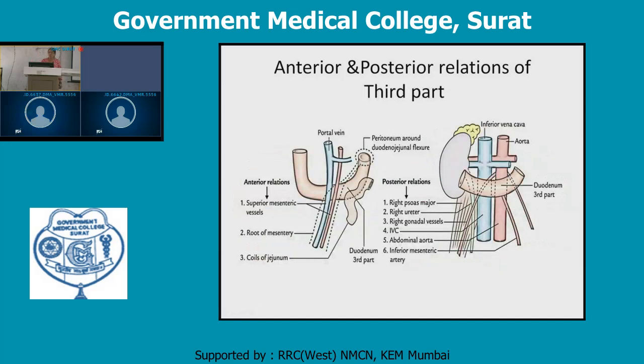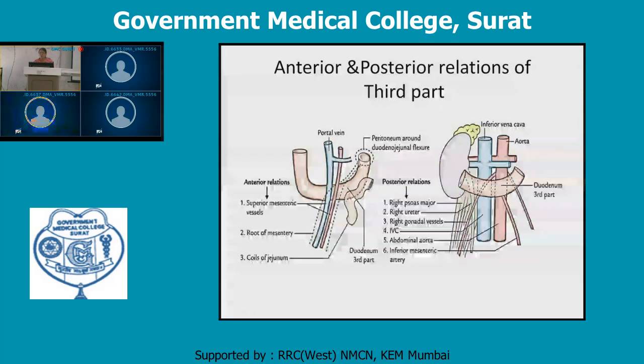So you see the root of mesentery starting from duodenojejunal flexure, coming onto the anterior surface of the third part of the duodenum, and in it lie the superior mesenteric artery and vein. And also the coils of jejunum are related anteriorly to the third part of the duodenum.